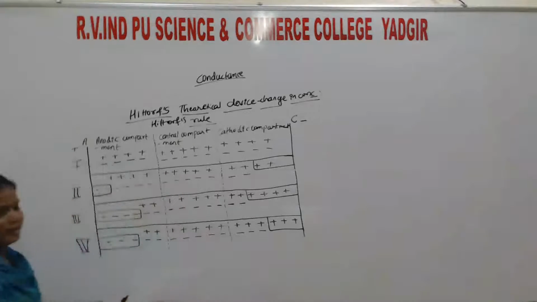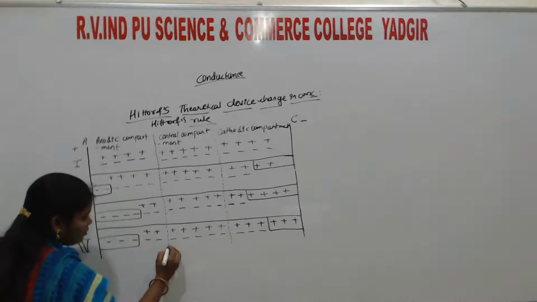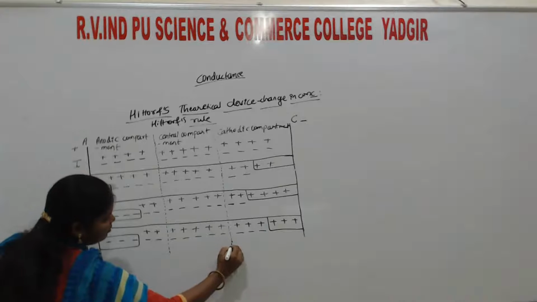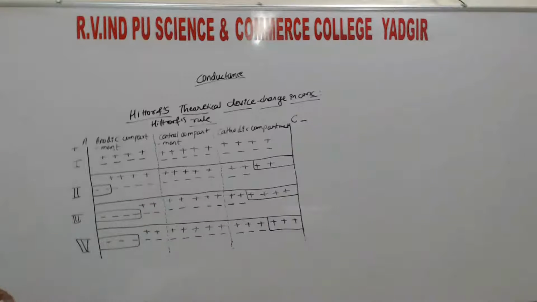This is a diagram of finding the transport number, or Hittorf number, according to the experimental procedure for finding the Hittorf rule. It is also called the Hittorf number.